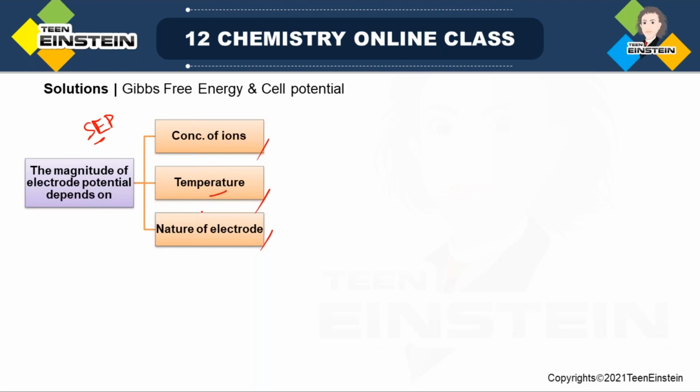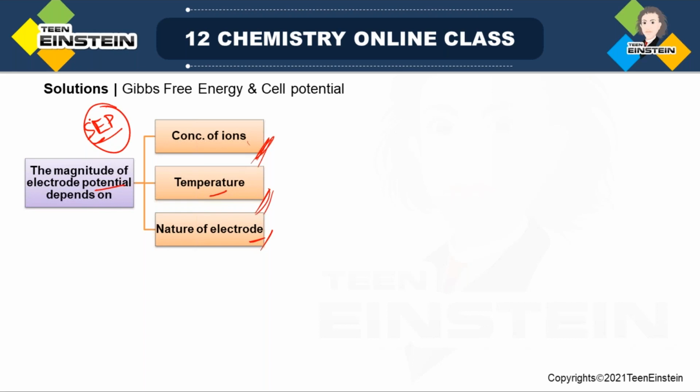So two things are fixed, and when the electrode is already fixed, only then are we getting the standard electrode potential. Because of this variable property, that is, the variables on which the magnitude of electrode potential depends, this concept of standard electrode potential is introduced.